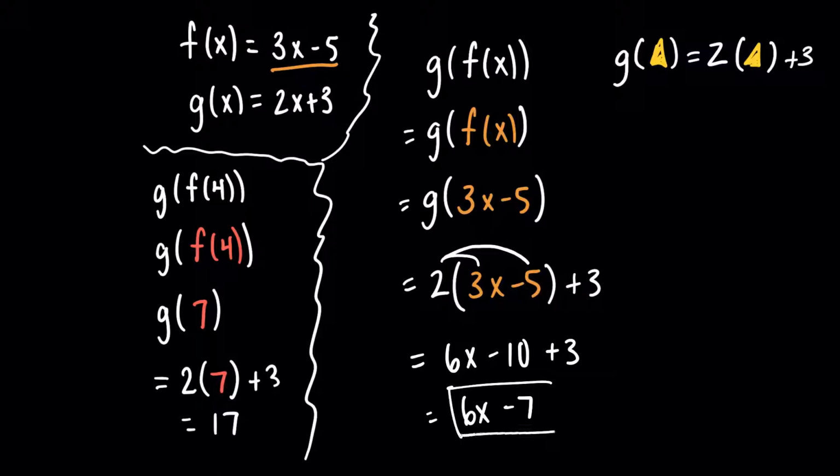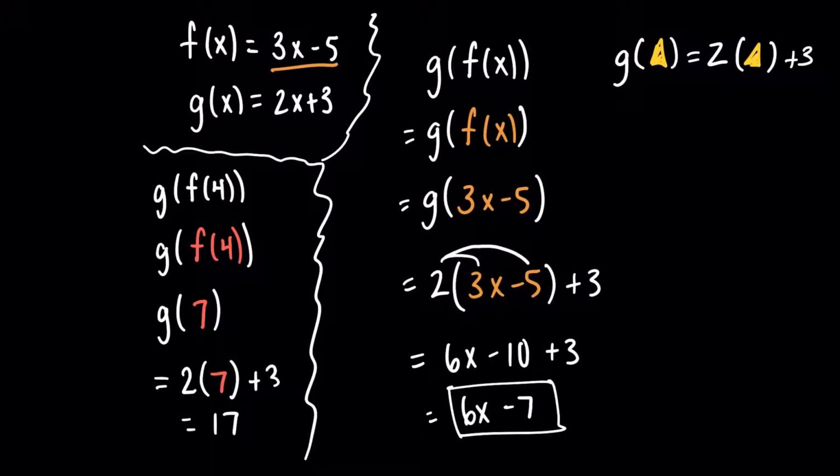This right here is what happens if you take some generic x, run it through f of x, and then take that result, which is 3x minus 5, and run it through g of x. You would get 6x minus 7. And if you don't believe this, this is kind of cool. Check this out. If you run a number through f of x and then take that output and run it through g of x, what you will get is 6 times the original number that you ran through f of x, and then you would subtract 7 from that.